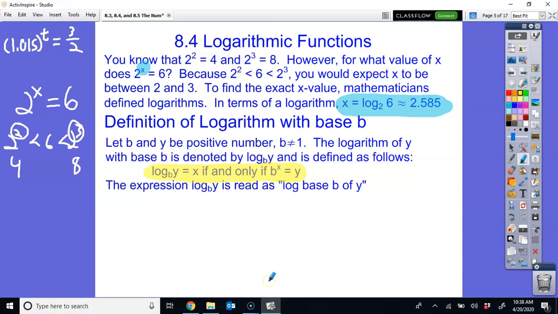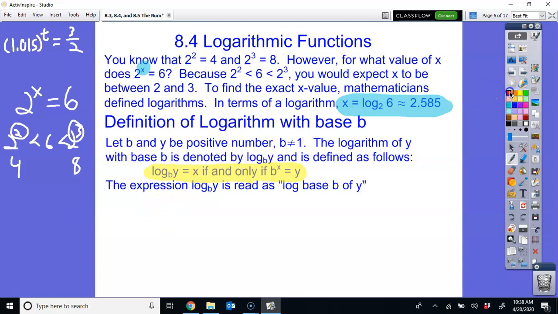It says, let b and y be positive numbers. b is not equal to 1, so we don't do this with a base of 1. The logarithm of y with base b is denoted by log base b of y, and that's how you say this, log base b of y, and is defined as follows. Log base b of y is x if and only if b to the x power is equal to y. That's a lot of mumbo jumbo, Mr. Harrison. What in the world does that mean?